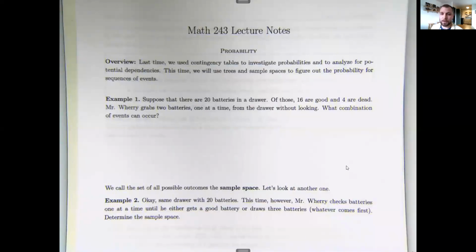This is a continuation on probability. Last time we looked at contingency tables. This time we're going to learn about something called trees. Trees are used for dealing with sequences of events.